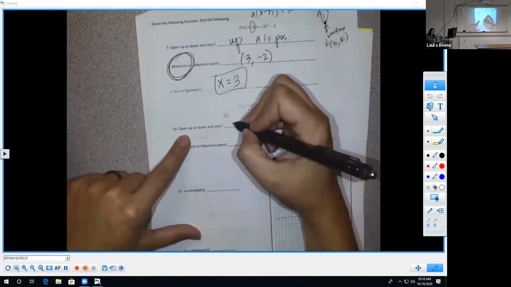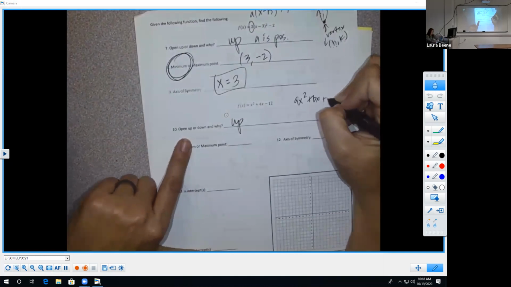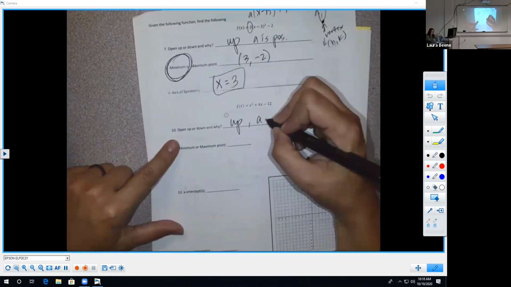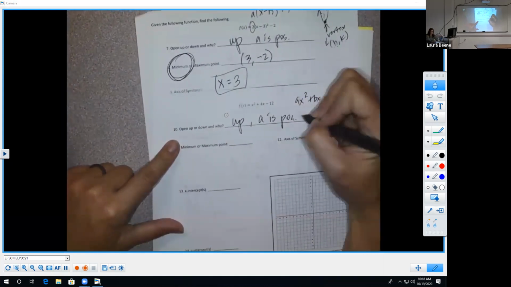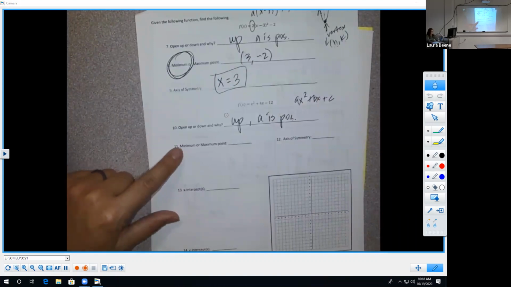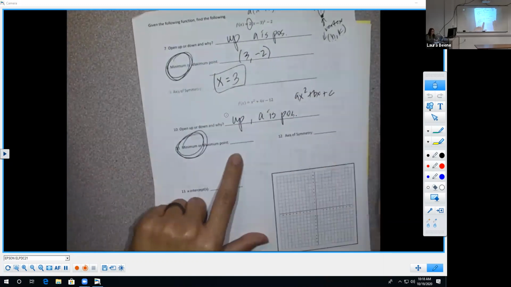It opens up. The a value in this case, yep, it's still ax squared plus bx plus c. So it opens up, and we know that because a is still positive in this case. Okay, so since it opens up, does it have a minimum or a maximum? Minimum. I need to find that point, the vertex.